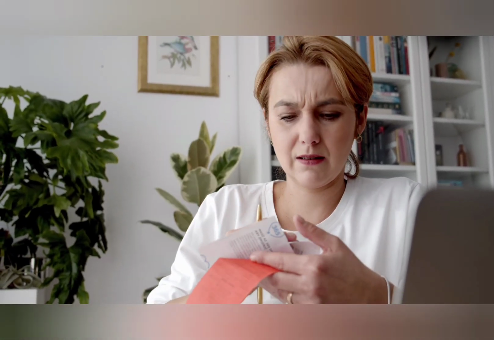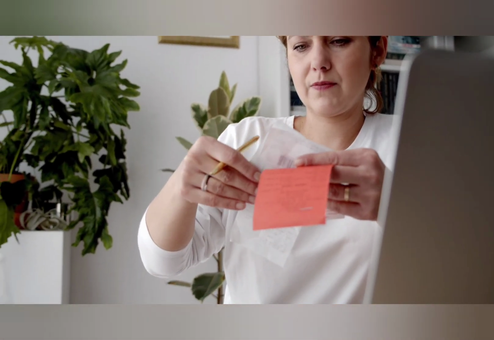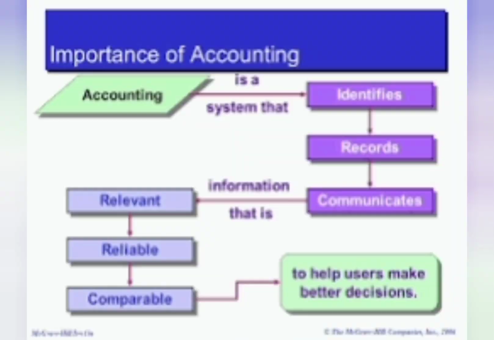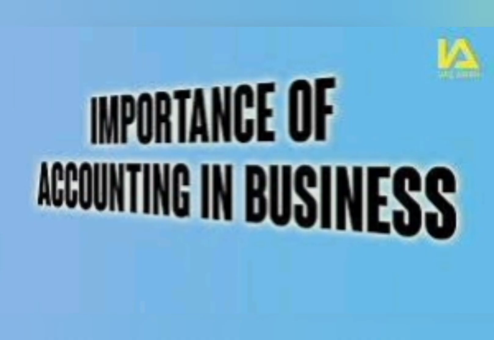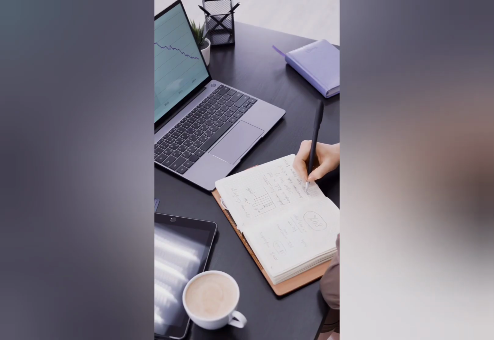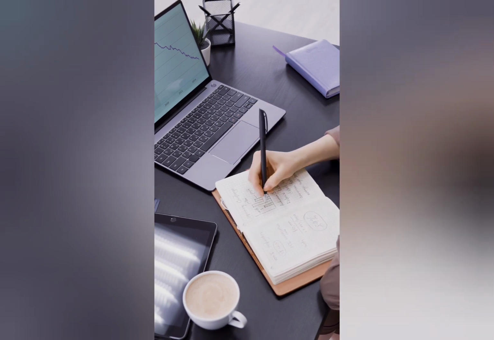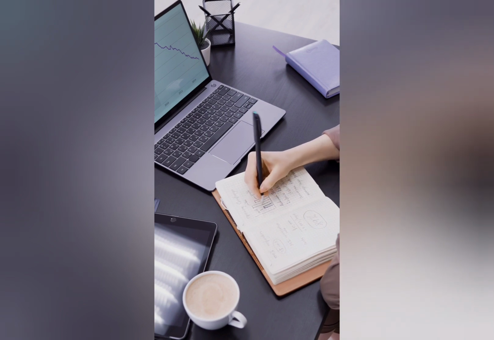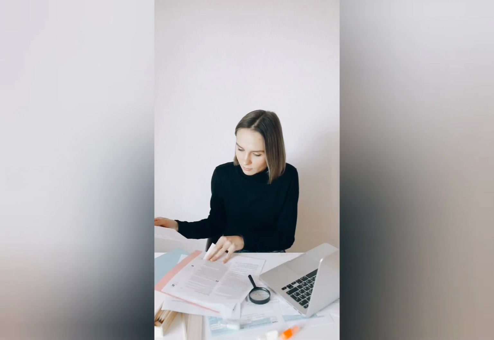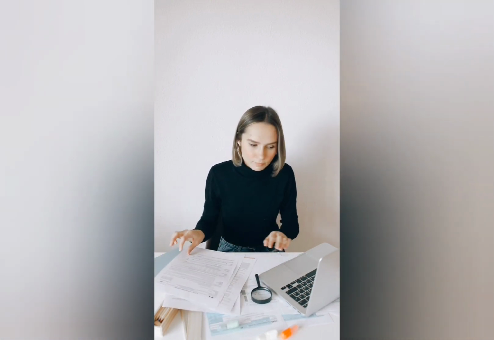1. Decision-making. It provides relevant and reliable information for making informed business decisions. 2. Transparency. It promotes transparency and accountability by disclosing financial information to stakeholders. 3. Performance evaluation. It helps evaluate the financial performance and efficiency of a company over time. 4. Resource allocation. It assists in allocating resources effectively and efficiently to achieve organizational goals. 5. Legal compliance. It ensures compliance with accounting standards, tax regulations, and other legal requirements.